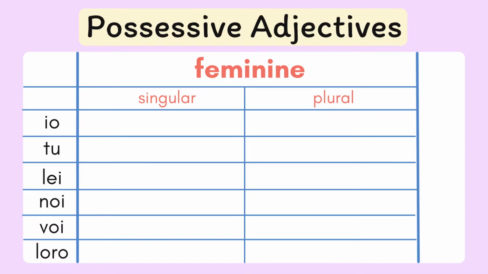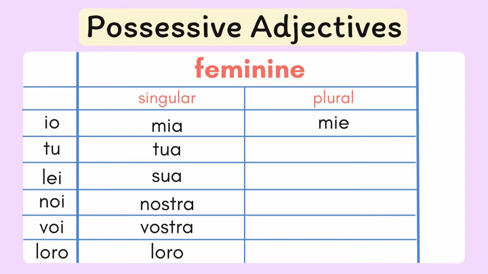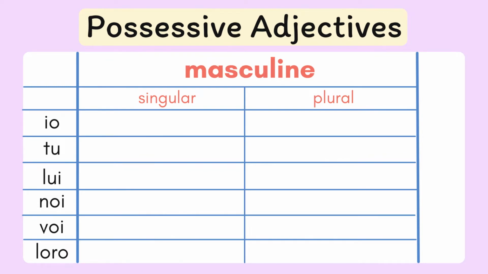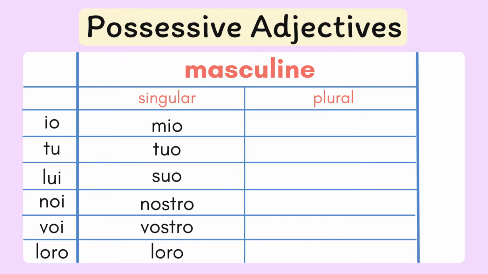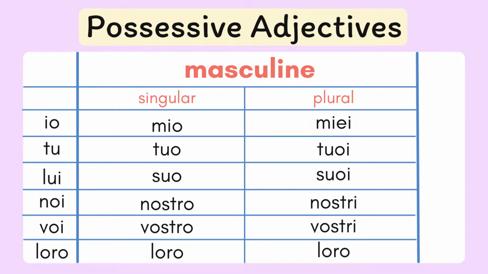Let's start with the feminine possessive adjectives. Let's read first the singular and then the plural. Mia, tua, sua, nostra, vostra, loro. Mie, tue, sue, nostre, vostre, loro. And now let's jump to the masculine version. Let's always read first the singular and then the plural. Mio, tuo, suo, nostro, vostro, loro, miei, tuoi, suoi, nostri, vostri, loro. This is just the grammar scheme that will help you use the correct possessive adjective.